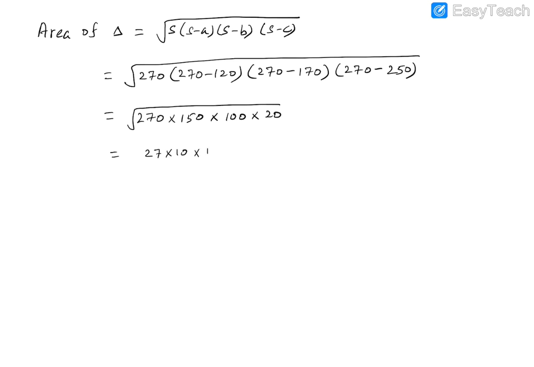Similarly, the 150 we can write as 15 into 10, the 100 can be written as 10 into 10, and the 20 can be written as 10 into 2 under the root. And we know that whatever appears twice under the root can be taken out as once outside the root.